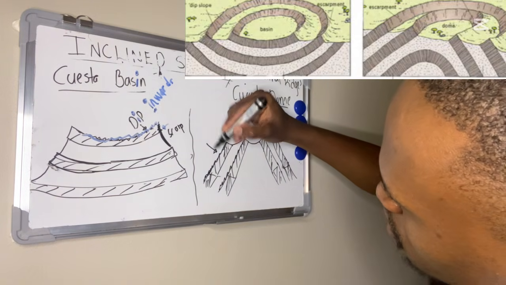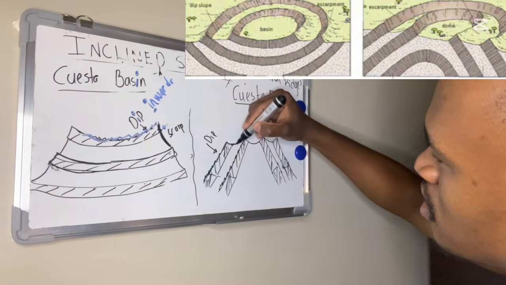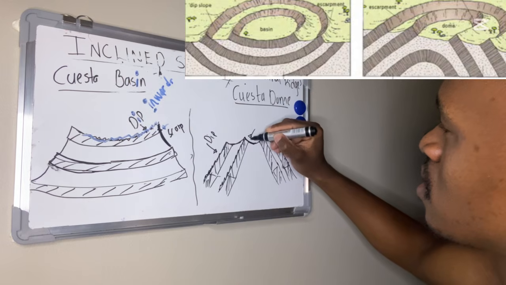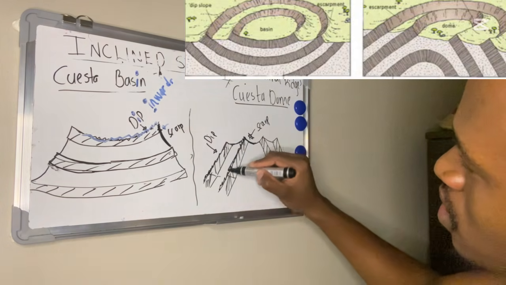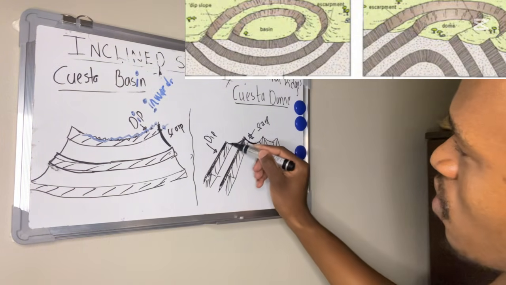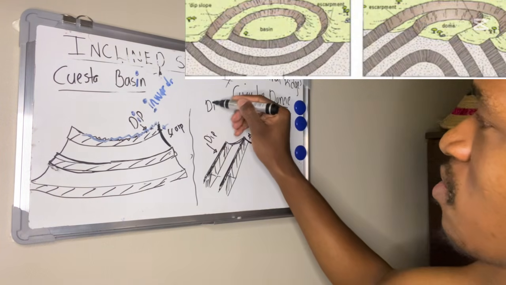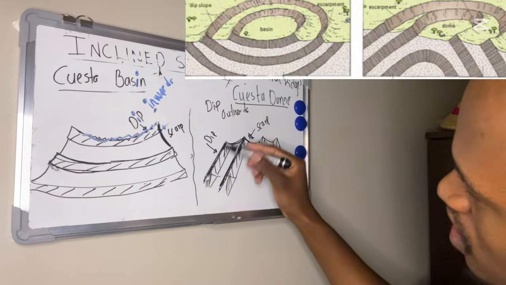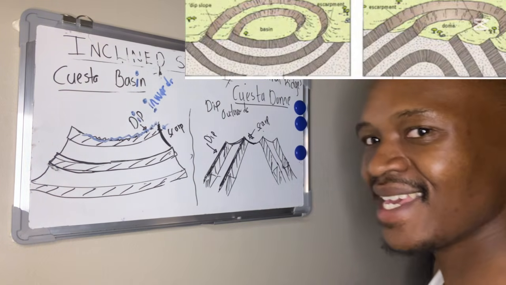Now this is my dip slope, which means that on the inside here, I have my scarp slope. Above this rock is my dip slope, which means that inwards will be my scarp slope. So for my Cuesta dome, the dip slope faces outwards. You can see the dip slope is outwards, which means that obviously the scarp slope is inwards.